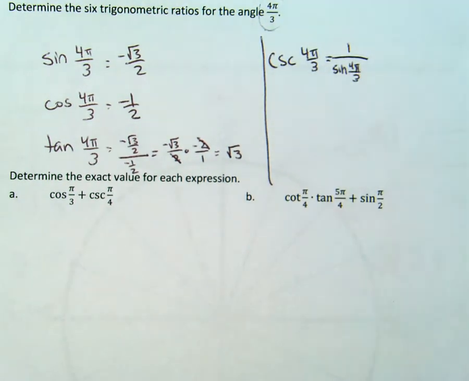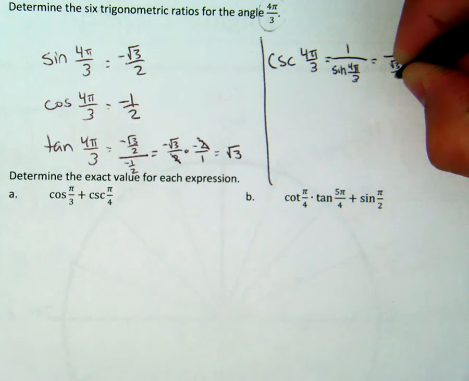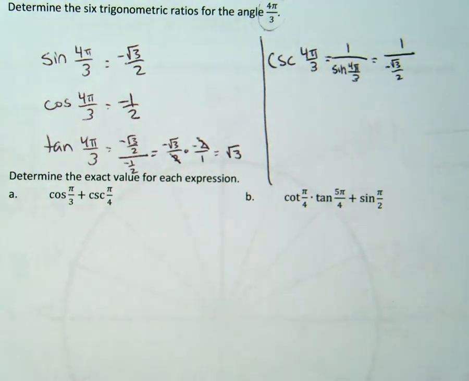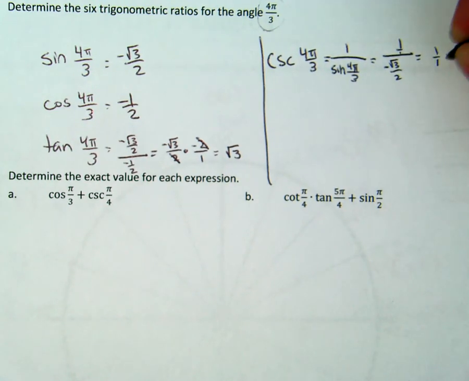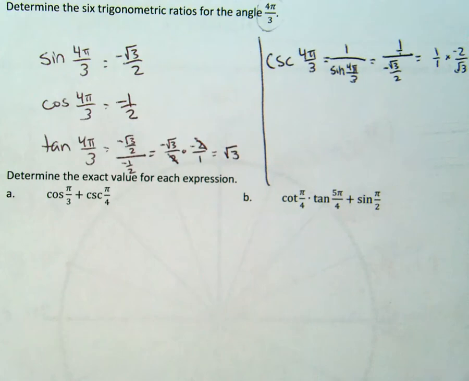I'm the first to complain when people work across the page, but I'm going to work across because I don't have space. So this is going to be 1 over negative root 3 over 2. And then, again, invert and multiply. So that's going to be 1 over 1 times negative 2 over root 3, which is negative 2 over root 3. If you punch that into your calculator, it's going to rationalize the denominator, which we'll learn how to do later, but for now we'll just accept it as that.